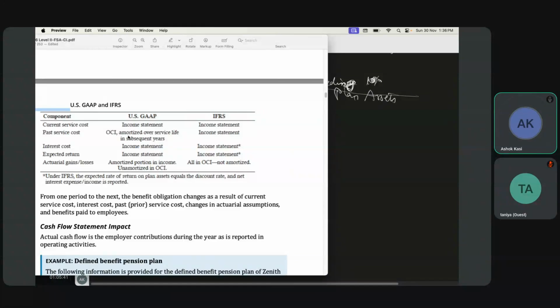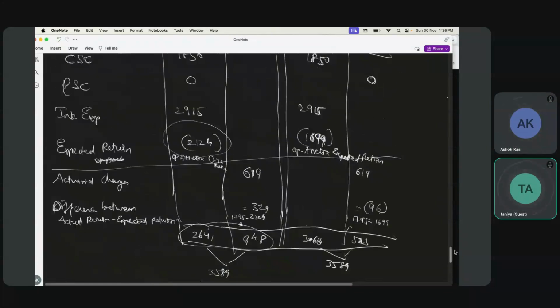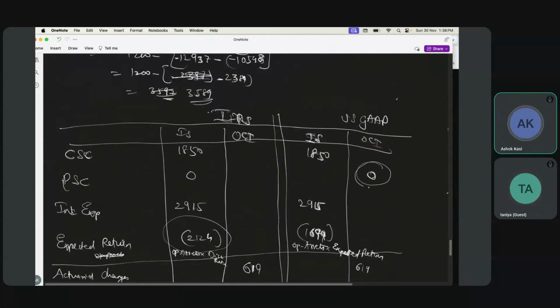Then can you understand this line now? Amortized over service life in subsequent years. This is that extra corridor approach, so we will add that in past service cost. It will go in past service cost, which means in OCI. Yeah, that will go under OCI only. But here, I have written past service cost in income statement. Where, OCI only, no?